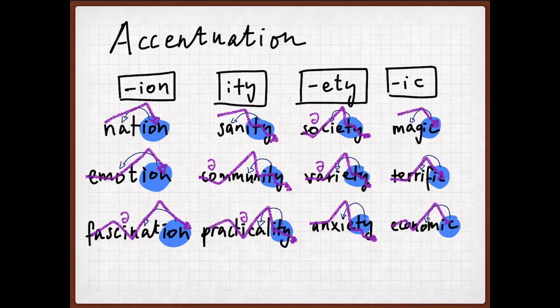And that's what we can see in these examples. Again, that first syllable of terrific will be an E sound, and the second syllable for economic will also be the E sound.